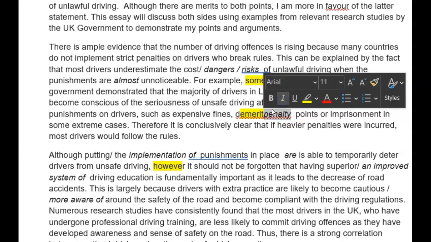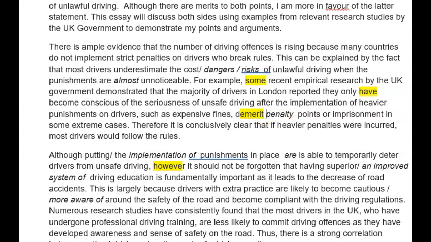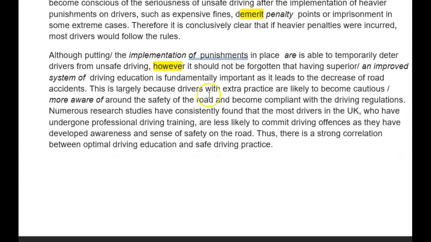Okay, so I'm sure you know how to do reported speech. Your verbs have to backshift a tense. So "had become", which is great because it's more complex grammar, and the examiner will go, thank you. Therefore, it's conclusively clear that if heavy penalties were incurred, most drivers would follow the rules. Lovely conditional sentence. So you're getting maximum points here on fancy grammar. Well done.